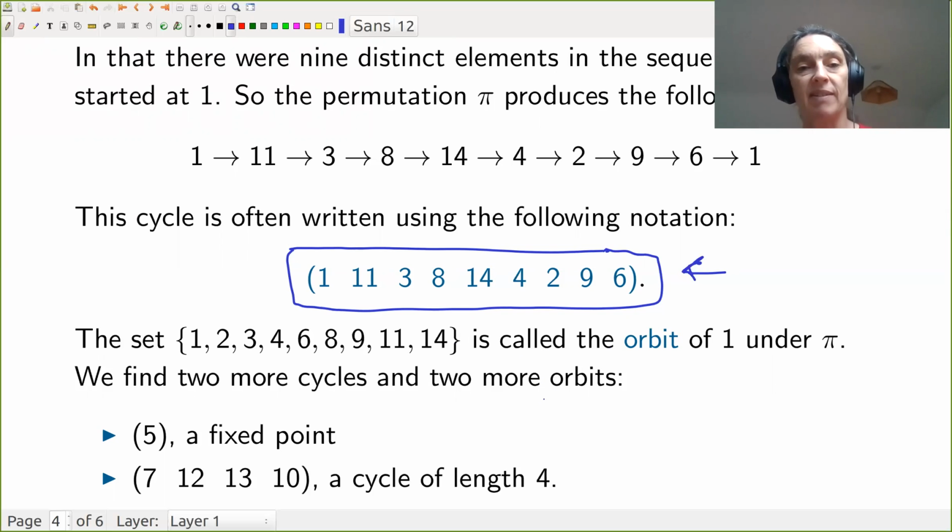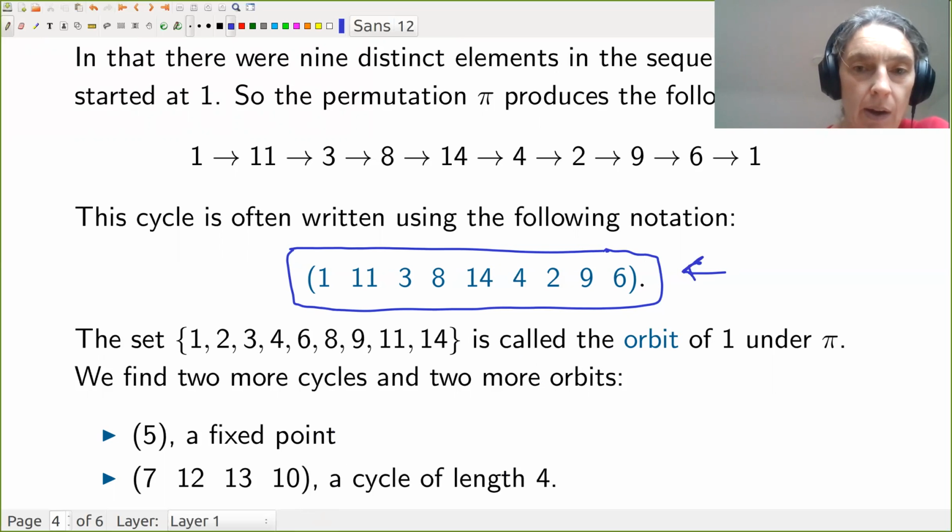What's meant by orbit is that if you just apply the permutation pi to this particular set of elements, pi doesn't move any of these elements outside the set. It operates as a permutation upon that set within its pure operation. And also, there's some power of pi that takes each one of these elements to any other one. So pi takes 1 to 11, pi composed with pi would take 1 to 3, and so on.